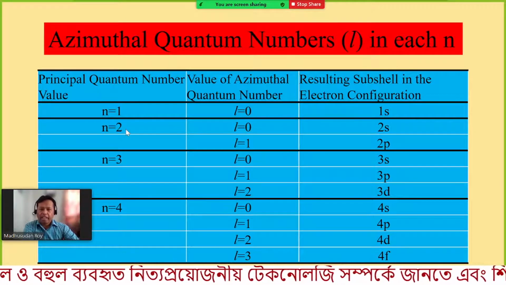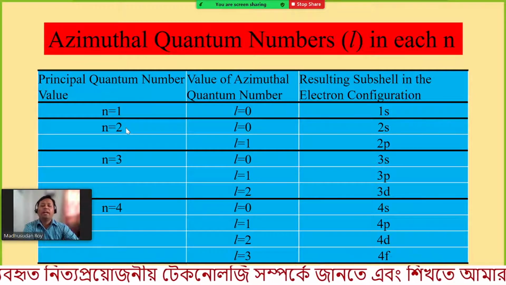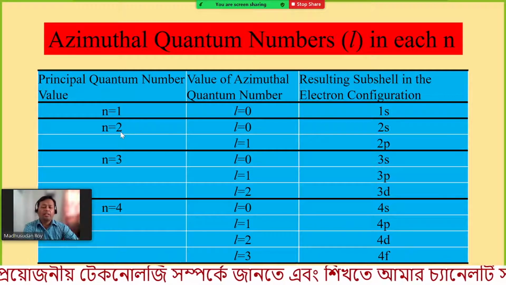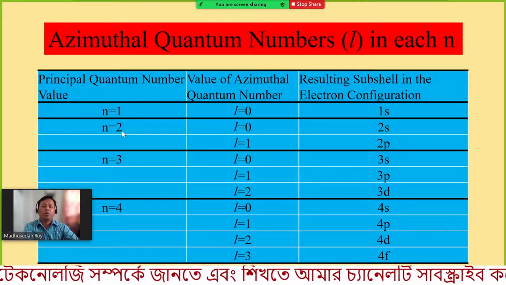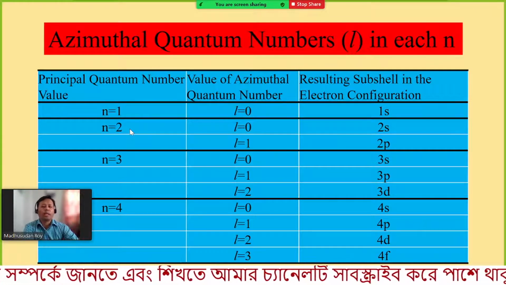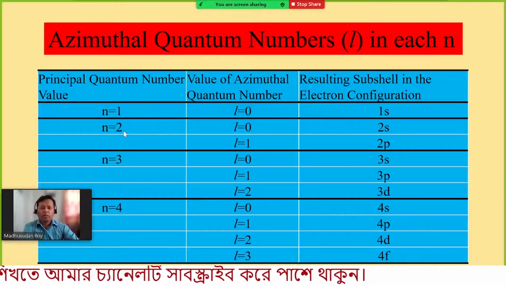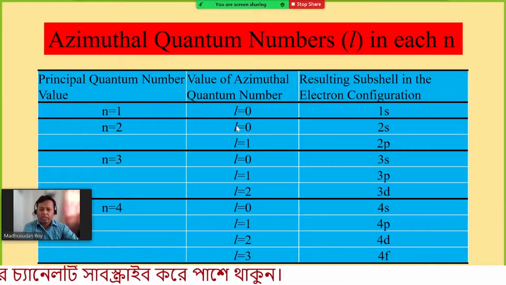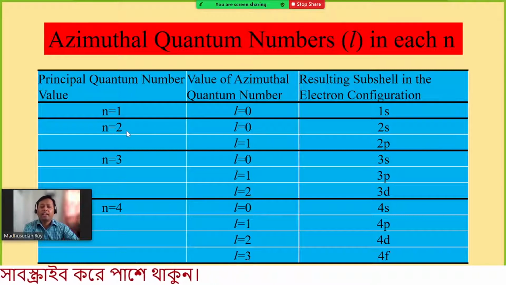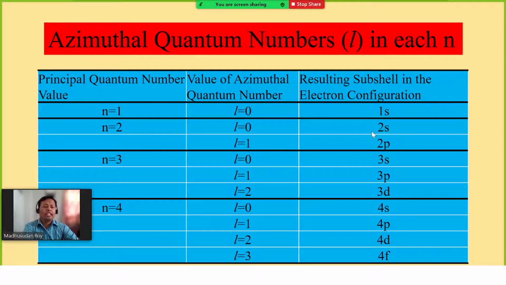In the second shell we can have the value of L from 0 to n minus 1, first 0, then n minus 1, that means 2 minus 1. So 2 minus 1 is 1. So in the second shell we can have two subshells, and that can be represented by 2s and 2p.